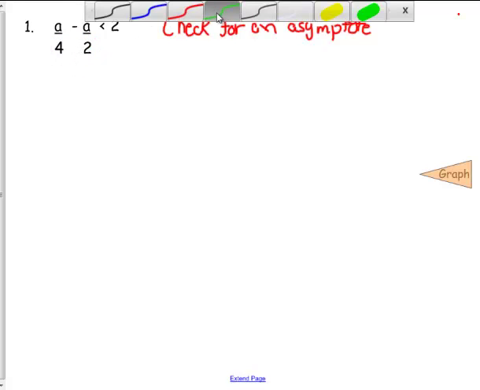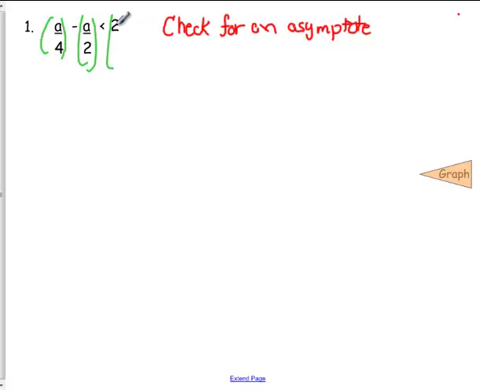Woohoo! I can solve this problem just like yesterday. I'm going to multiply this by 4, this by 4, this by 4. Cancels out, gives me a. Cancels out, gives me 2. 8. Negative a is less than 8. Divide through by a negative, and I get a is greater than negative 8. Awesome. So I can leave this as my answer.